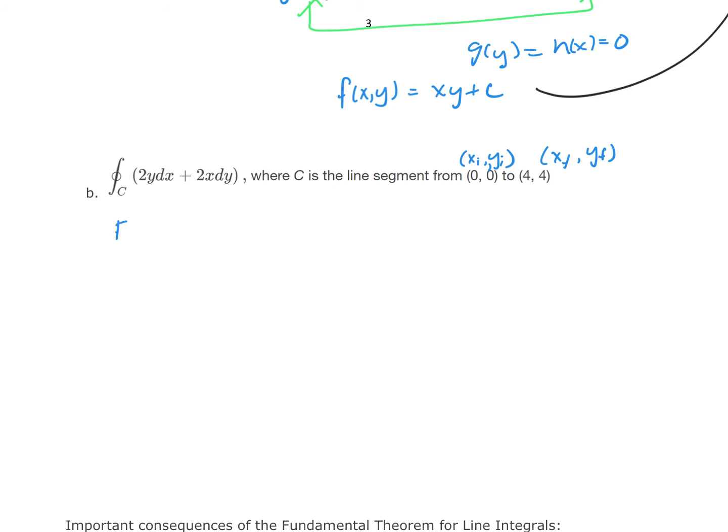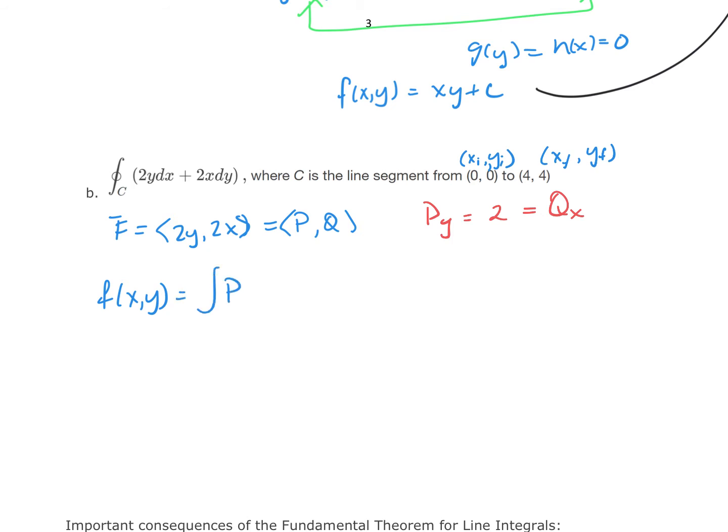So once again, we start with our field. Our field is going to be 2y comma 2x, which is equal to p, q. We're going to make sure that this is a conservative field, so we need to check the partial with respect to y, which is just going to be 2. And we're going to find that this is also the partial with respect to x, so we know we are conservative. So now all I have to do is find my potential function. My f of xy is going to be the integration of p with respect to x plus some function g of y.